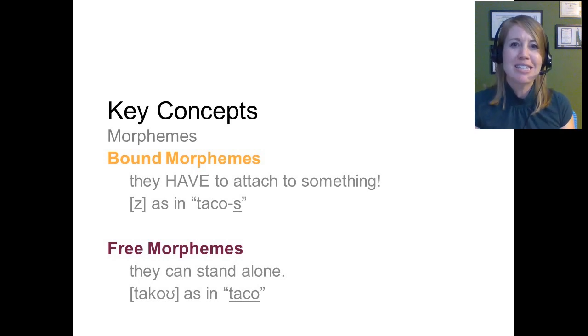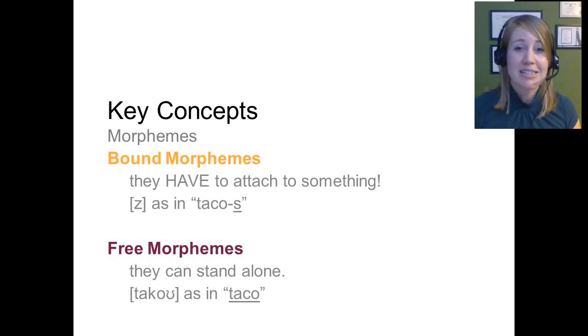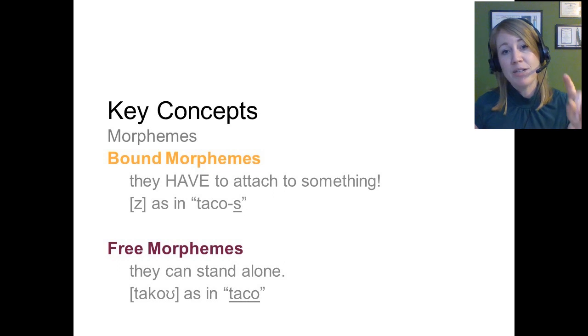I've never seen s used as a word in a book or in speech, okay? It's a bound morpheme. And then we have free morphemes, which are morphemes that can stand alone. Taco is a morpheme. It also can stand by itself. It doesn't need anything else with it unless you want to change the meaning, but it's what we call a free morpheme because it can stand by itself. So there's a difference between bound and free morphemes.